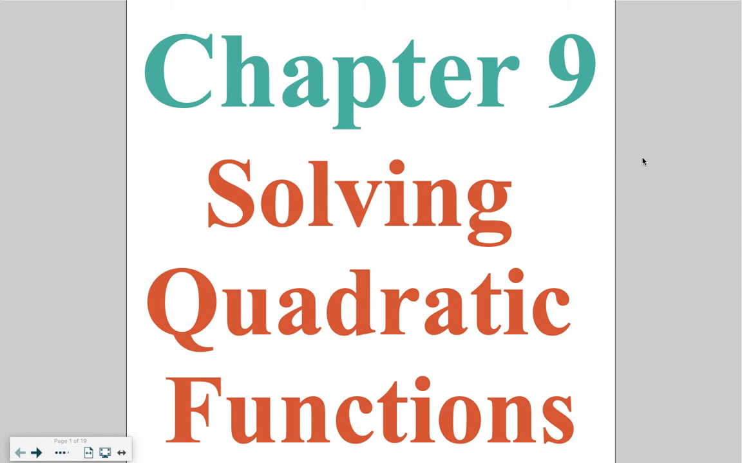Hello class, and welcome to chapter 9, which is about solving quadratic functions. We're going to do this chapter a little bit out of order. Section 9.3 is a really big section with a lot of information, and it's going to be useful for helping to learn the other sections in this chapter. So we're going to pull section 9.3 out and break that up into 3 different lessons. And then we'll have a mini test on section 9.3.